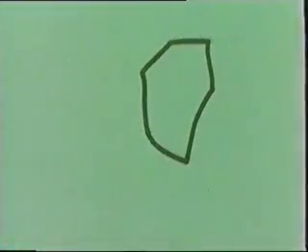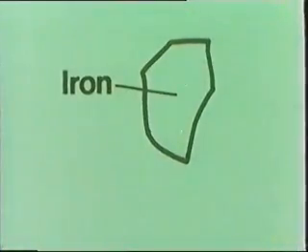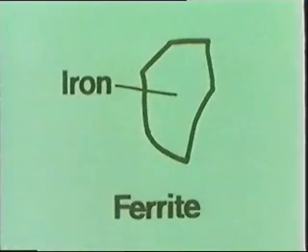In the case of steel, there are two different types of grain. We'll look at each in turn. The light grains, like this one, are made up of iron. Engineers call them ferrite. These give steel the property of ductility.